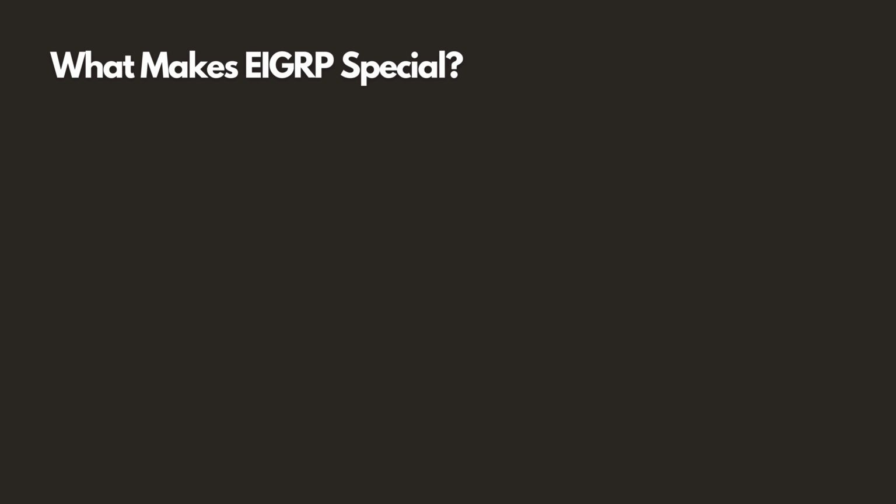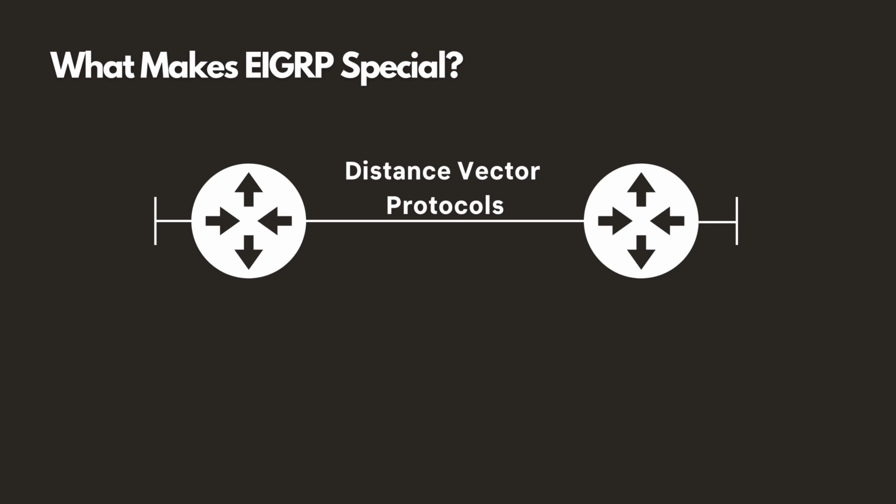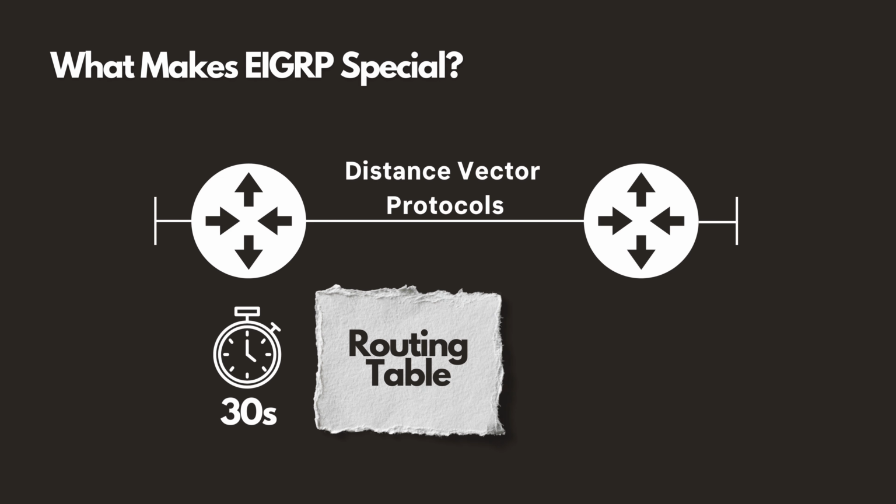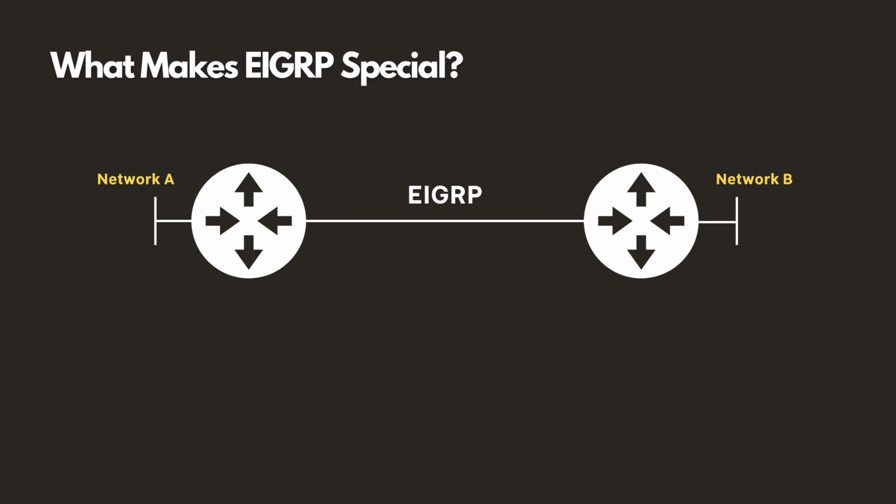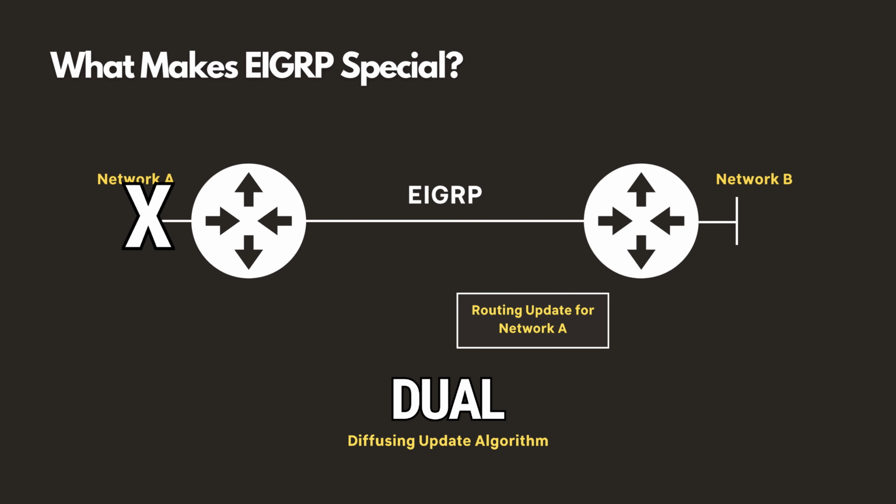What makes EIGRP special? Unlike traditional distance vector protocols that send their entire routing table periodically, EIGRP only sends updates when network changes occur. This makes it incredibly efficient and scalable. It uses the DUAL algorithm to guarantee loop-free routing and provide fast convergence.